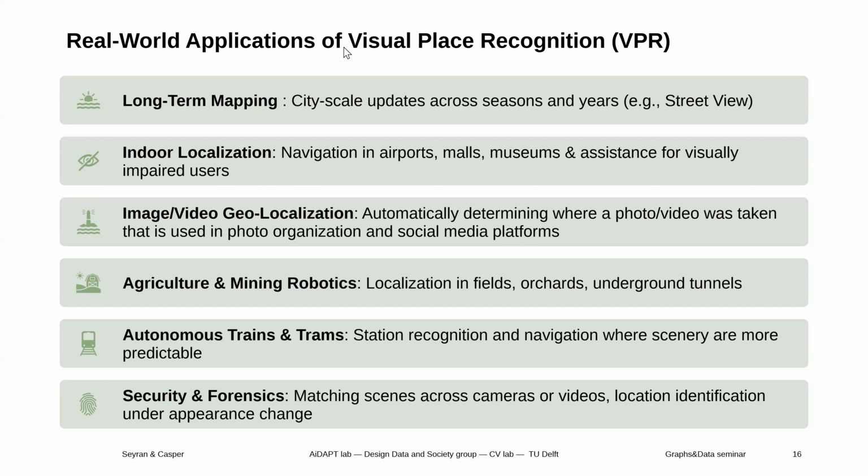Again, in more industrial settings, agriculture, and places that people cannot go, like mining, the agent can recognize whether it has been in the same place before or not, and what's the relation between this scene and the other one. Again, with any kind of vehicle, and security as well. So matching the scene cameras or videos used for surveillance, and then seeing what this place is, etc.